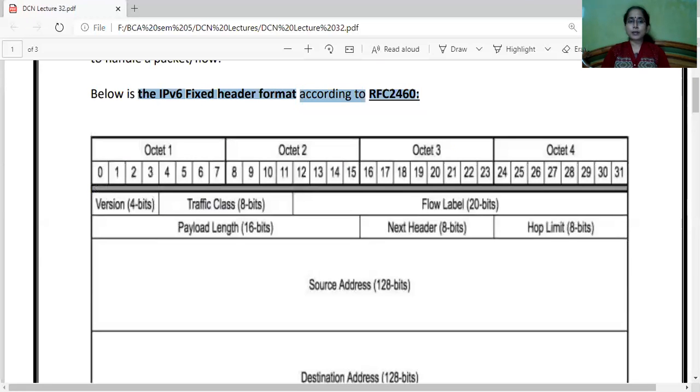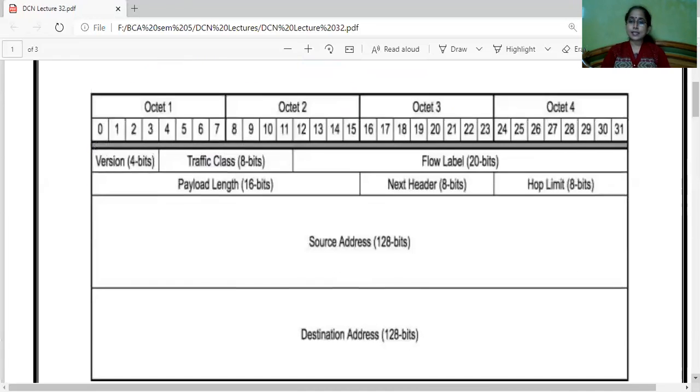Okay, now coming on to this header format, you can see in this figure that it is of 4 bytes. Each layer, this is a similarity of IPv4 and IPv6 header format, comprises 4 bytes of size. Okay, octet 1, octet 2, octet 3, octet 4 means there are total 32 bits. I have shown you the counting from 0 to 31.